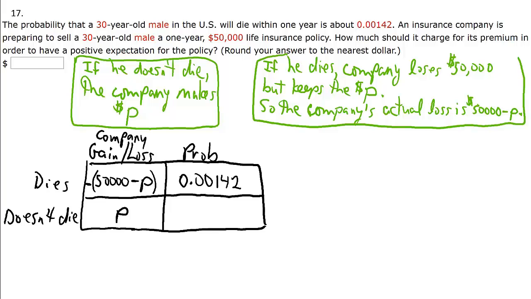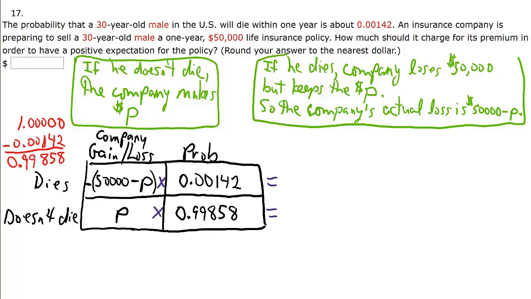Now, what are these probabilities? The probability is given in the problem of dying for a 30-year-old male in the U.S. of being 0.00142, meaning that the probability he doesn't die is 1 minus that. If you take 1 minus 0.00142, you get 0.99858. So that's the probability that this 30-year-old male in the U.S. doesn't die. Once you get the table, you multiply across, being careful about your signs, and then you add.